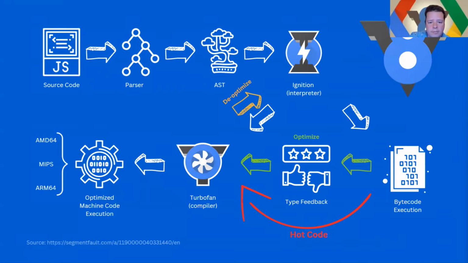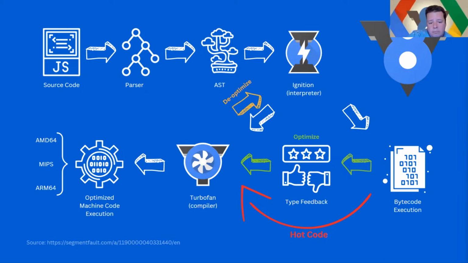The AST is then delivered to Ignition, which interprets it and turns it into bytecode. This bytecode is then immediately executed, at which point our program is running, albeit inefficiently. While our code is running, Ignition is taking notes on parts of the code that could be optimized. For example, JavaScript is a dynamically typed language, so a function can use any type of data. We don't have to define it before execution. But if we keep using the same data type for a function, we can send that type feedback to Turbofan, which can compile optimized machine code to run that function instead of the inefficient bytecode.